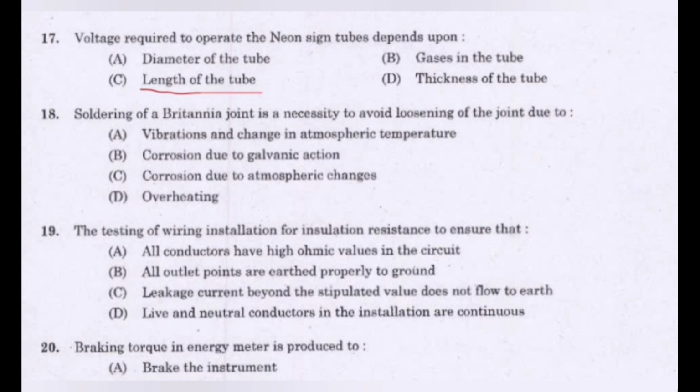Question number 18. Soldering of Britannia joint is a necessity to avoid loosening of the joint due to option A. Vibrations and change in atmospheric temperature, option B. Corrosion due to galvanic action, option C. Corrosion due to atmospheric changes, option D. Overheating. Answer is option A, vibration and changes in atmospheric temperature.